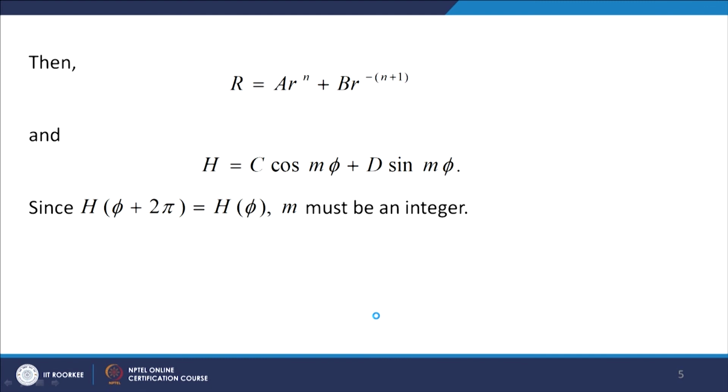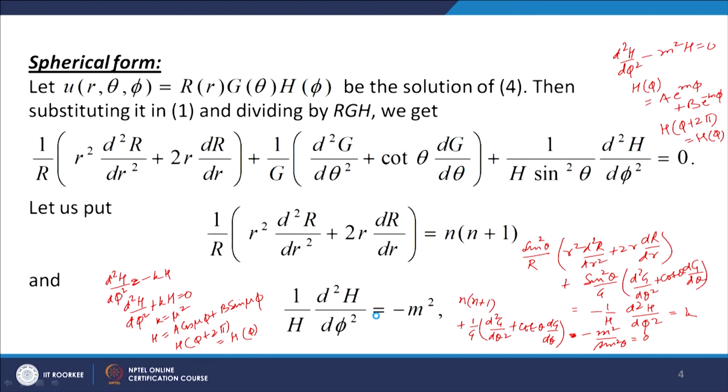Now, let us look at this equation: 1 over r square, r double dash plus 2 r dr over dr. So, this can be expressed as r square d square r over dr square plus 2 r dr over dr minus n into n plus 1 r equal to 0. Okay. So, let us discuss how we solve this in the next slide.